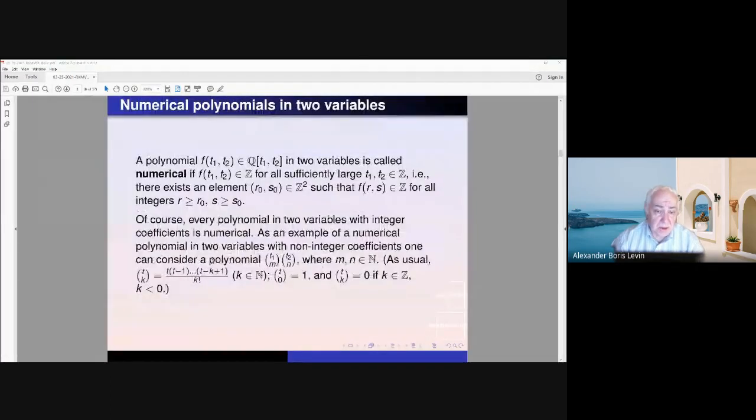Okay. So now for further, we need some information about numerical polynomials in two variables. A polynomial in two variables is called numerical if it takes integer values for all sufficiently large integer values of arguments. So it means that there is a pair of integers such that whenever r is greater than r0 and s greater than s0, then f(r,s) belongs to Z, it's an integer. Of course, if you have a polynomial with integer coefficients, it is a numerical polynomial, because if you substitute integers, you still get integers. But there are examples of numerical polynomials with non-integer coefficients like this. It's a binomial. And you know this number is always an integer, even though the coefficient of t to the power k is 1 over k factorial, so it's not an integer.